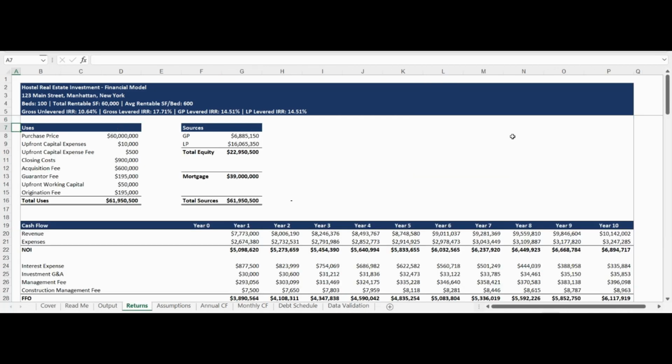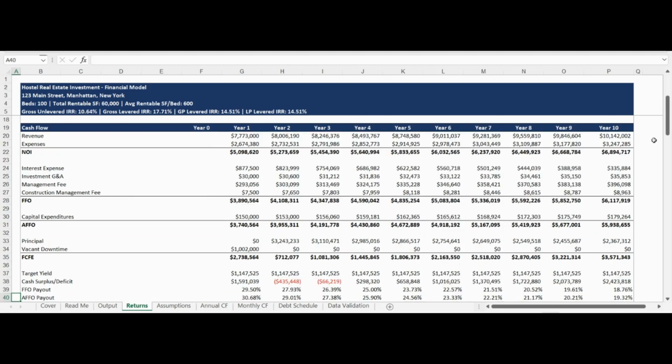The Returns tab begins by providing a detailed sources and uses table showing how funds will be allocated on closing and the sources of funding for the investment. The Sources and Uses table is followed by a summary cash flow for up to a 10-year investment period. The cash flow works from revenue to net operating income, followed by reductions to determine the funds from operations, which is further reduced by capital expenditures to calculate the adjusted funds from operations. Following reductions for principal payments and renovation vacancy downtime, the free cash flow to equity is calculated.